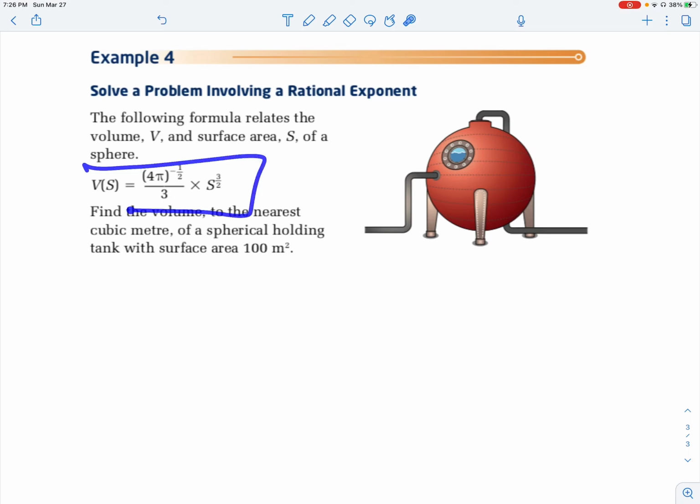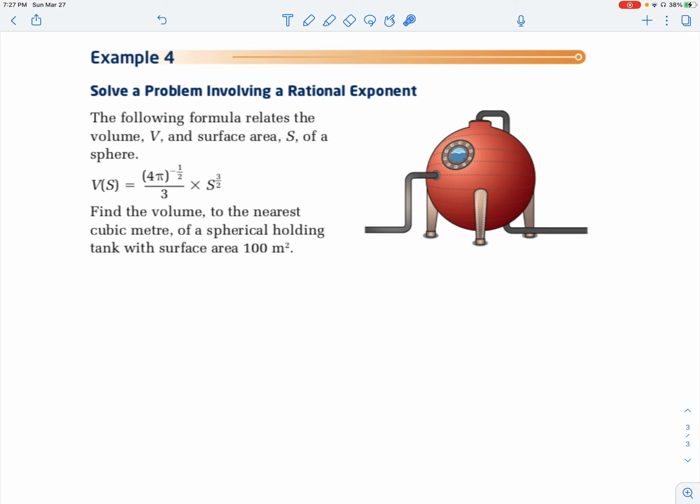So that's the equation. A little bit complicated. We see we have a negative exponent here, and we also have S in here. That's the surface area. So it shows the volume is a function of the surface area. So you could just plug in S, a number for S, and calculate the volume. In fact, that's actually what it's going to ask us to do.